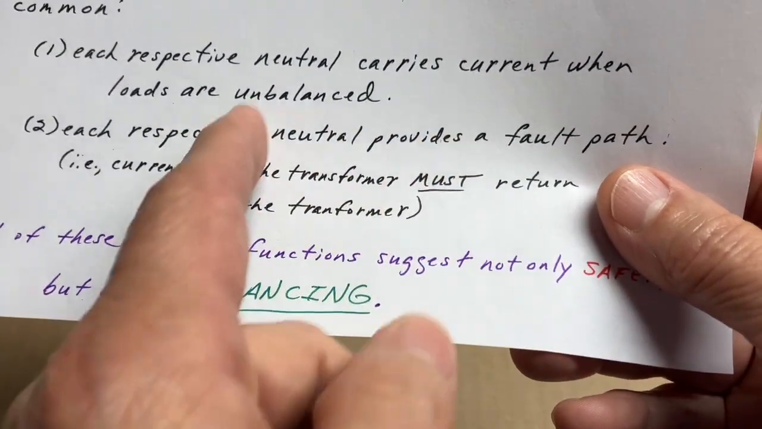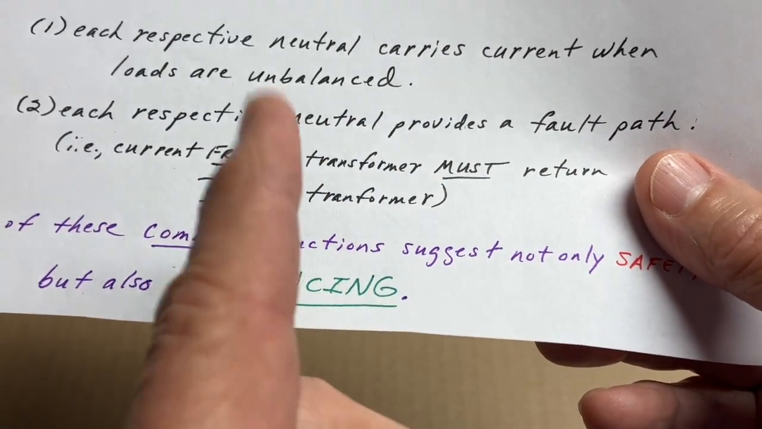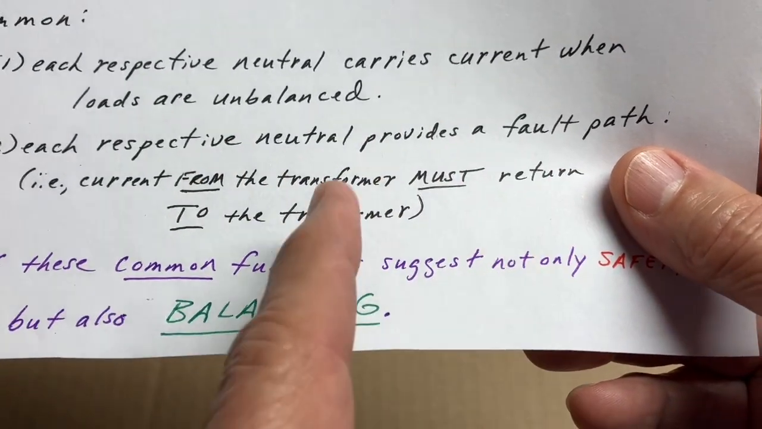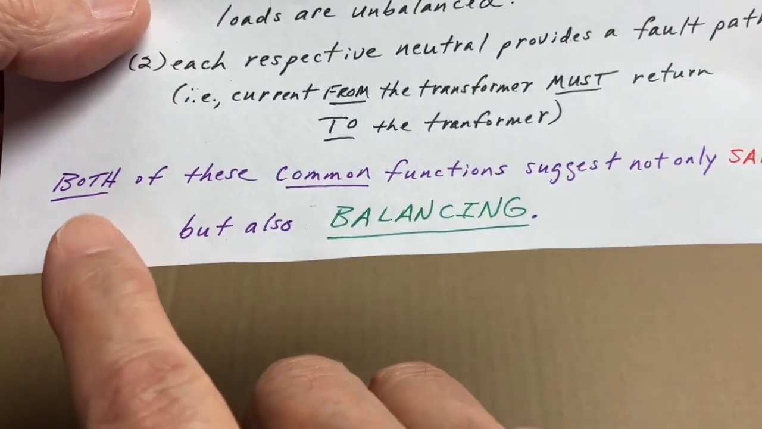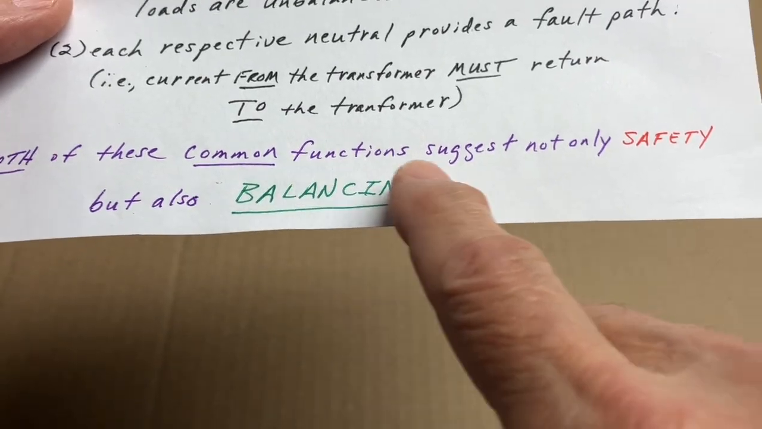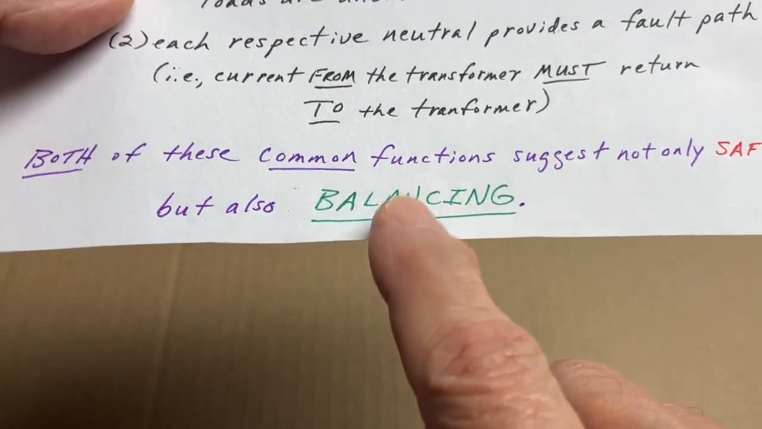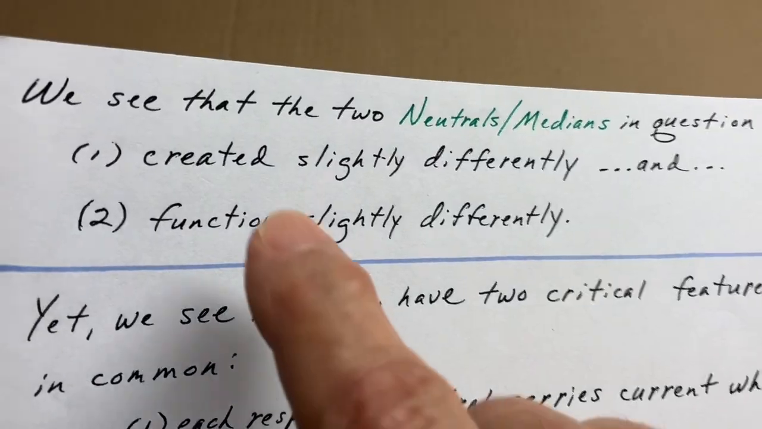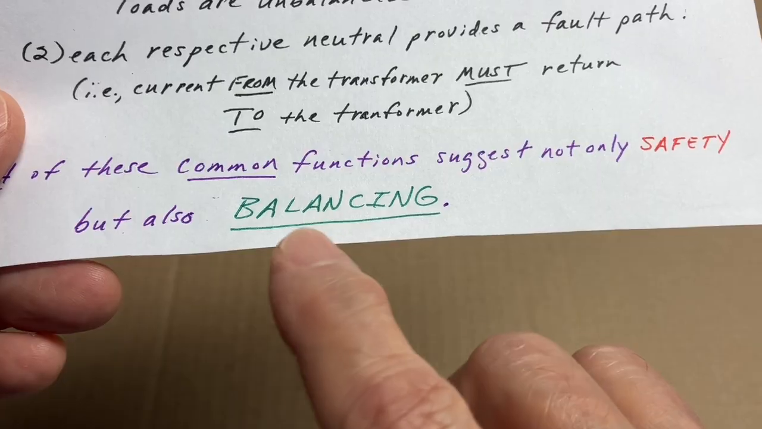Any current that leaves your transformer outside and comes into your home has to go back, and it will. Even if it has to go through the earth, the soil, it will go back to that transformer, and nothing can stop it. Both of these common functions suggest not only safety, but also balancing. This is very, very important. And in my study over the years, I found out that even though they're created differently and function differently, there's a key term here, balancing, that's really, really critical.